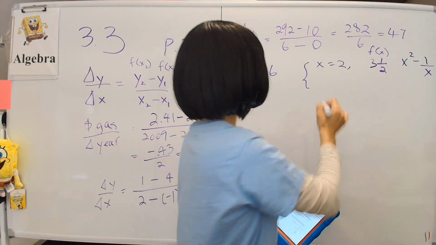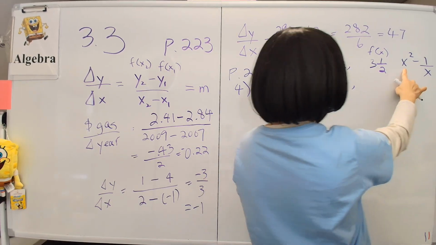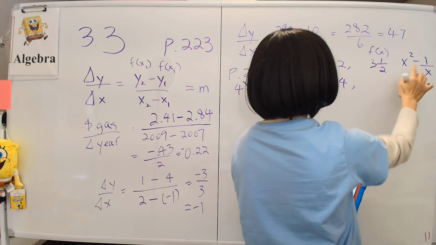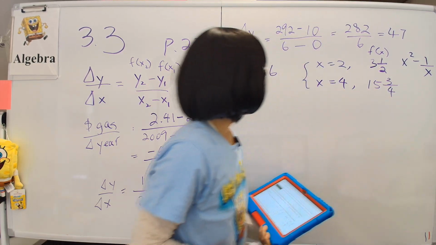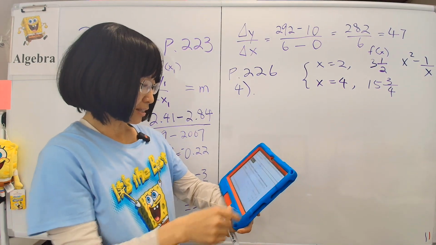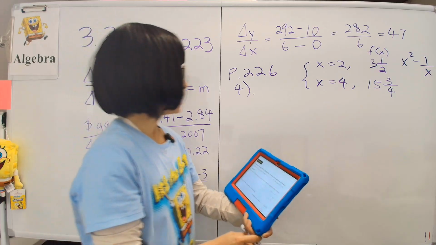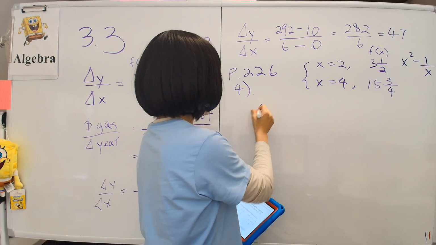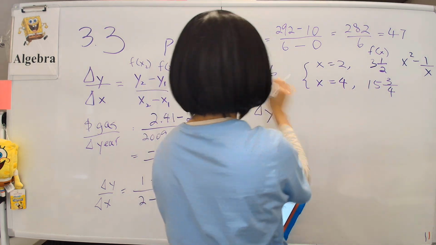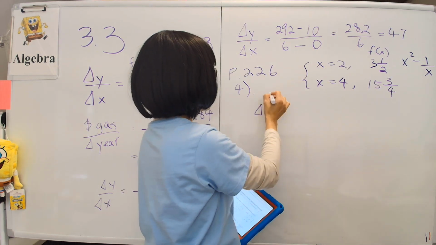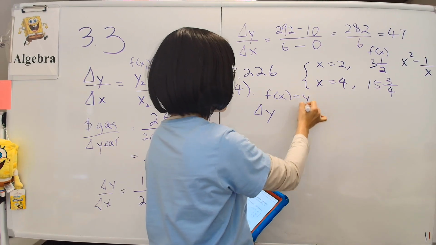What was the other thing? 4. Okay, if x is equal to 4, then f of x equals, so put 4 in here, that's 16 minus a quarter, that's 15 3/4. All right, so now we've got that, and we have to stick it in this relationship. Delta y, which is the change of f of x, because y is f of x. So I should write that down. f of x equal to y, or y equal to f of x, either way.